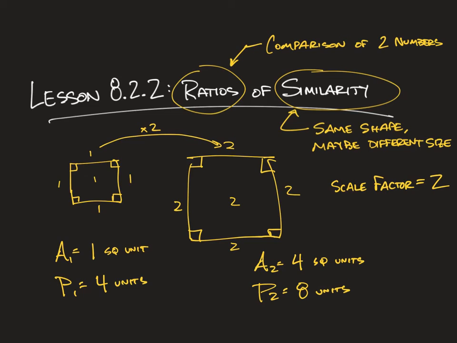Okay, and what we're going to be looking at today is, what does the perimeter ratio look like? And what does the area ratio look like? We already looked at the area ratio. We said, yep, the area ratio is always going to be the scale factor squared. But today we're going to add the perimeter ratio there and see how that behaves. So how does P2 over P1 compare to the scale factor?